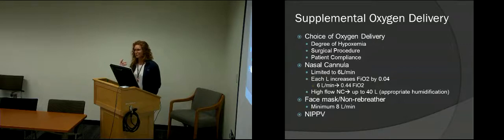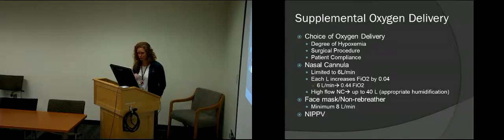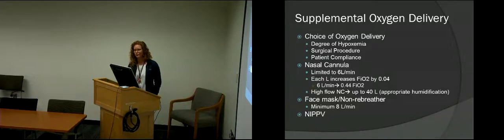And then anytime you take the face mask, or at least the non-rebreather, it needs to be on a minimum of 8 liters per minute. So at least 8 or 10 when you're sitting. Otherwise, they're not getting enough flow. They're going to start rebreathing what's in there. And that's part of the rebreather, but that's the flow you need. And then obviously the non-invasive positive pressure ventilation. Important things to know about this.